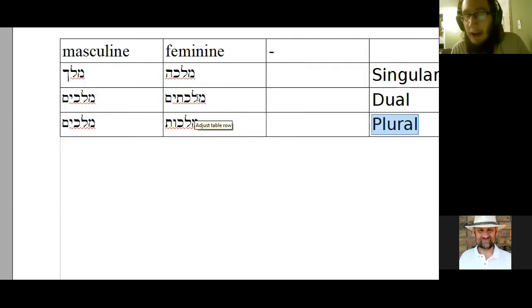But so if you have, you know, two hands, like in English, we would say two hands. Oh, wait, that's Hebrew. Okay, hold on.